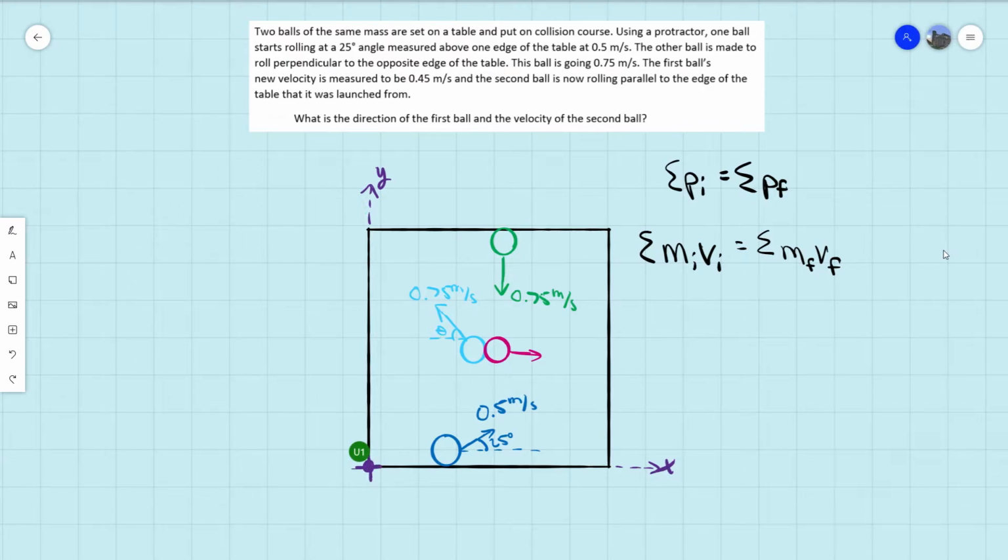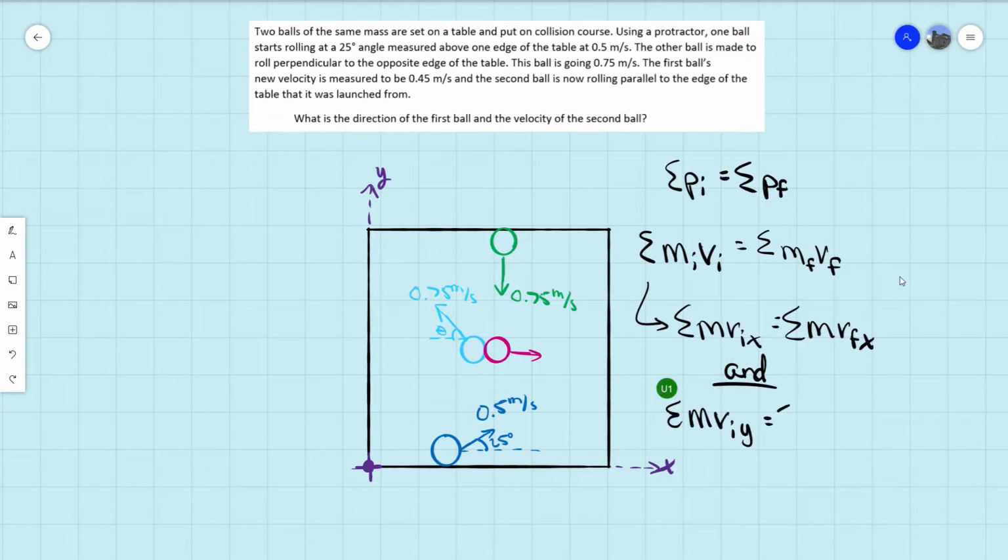We have a coordinate plane, and our objects are moving in velocities that are not strictly in one direction. So whenever we use this equation up here, we have to use components. So this becomes the sum of our masses times our initial velocities in the x direction equals the sum of our masses times the final velocities in the x direction, and the sum of our masses times the initial velocity in the y direction equals the sum of our masses times the velocity finally in the y direction. And from here, now that we have these sorted out, we can actually start solving the problem.